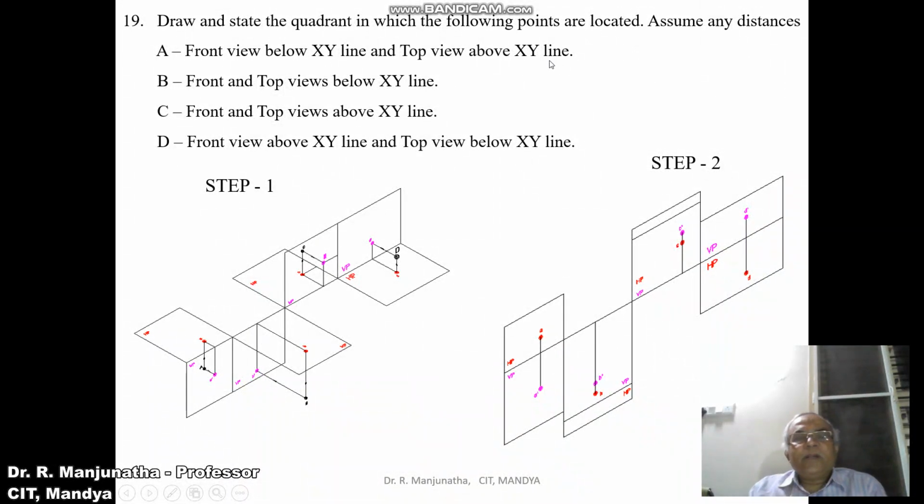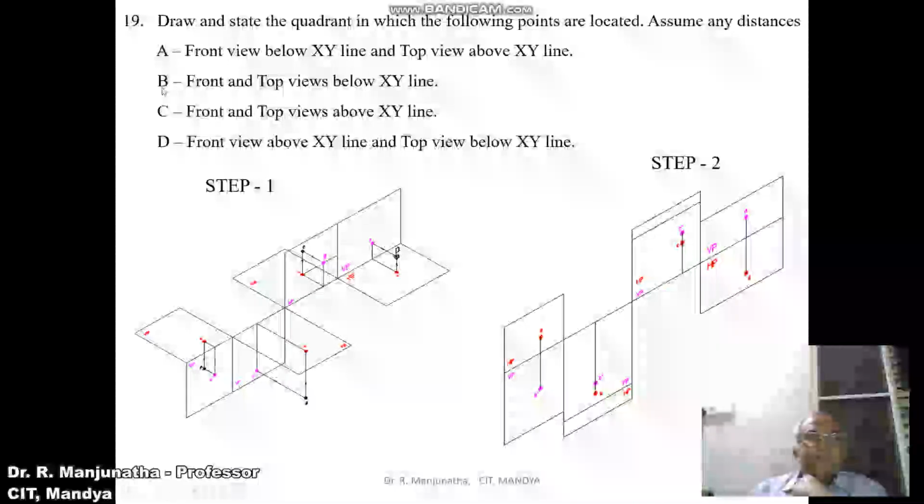Draw and state the quadrant in which the following points are located. Assume any distances. Capital A, front view below XY line and top view above XY line. Capital B, front and top views below XY line. Capital C, front and top view above XY line. And capital D, front view above XY line and top view below XY line.